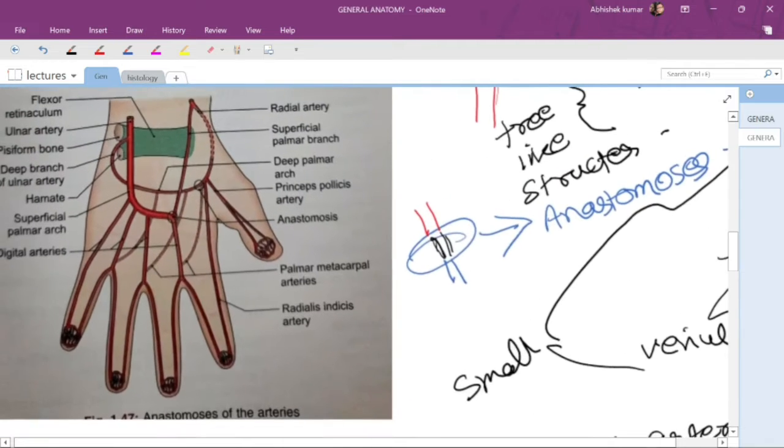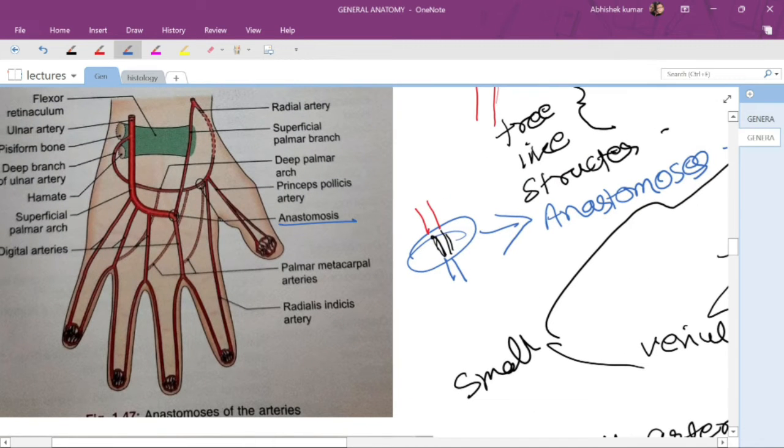Like here in the picture, you can see that this is an anastomosis where these neighboring arteries are meeting. So basically, when two vessels meet and converge into one vessel, it is known as anastomosis. Got it?